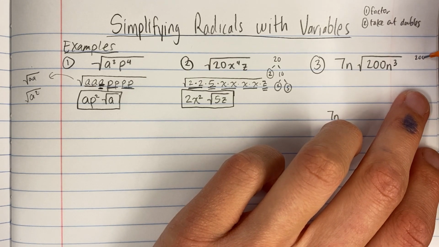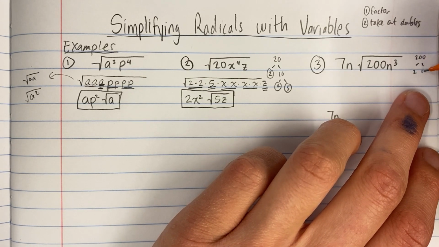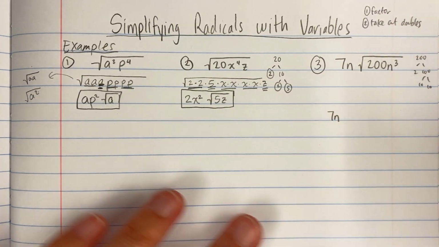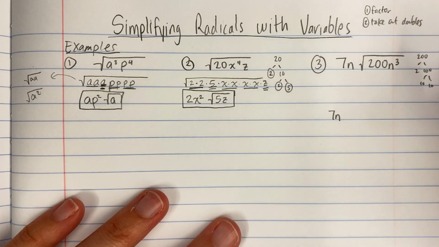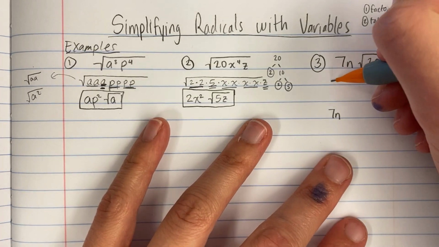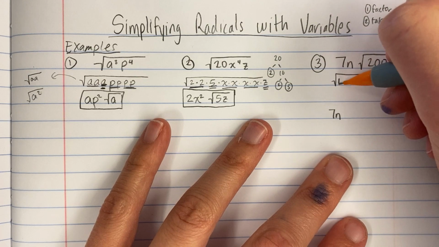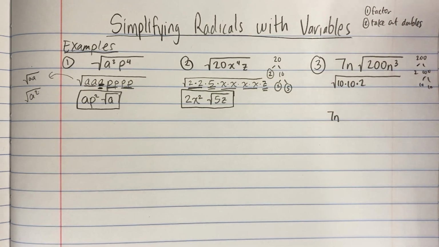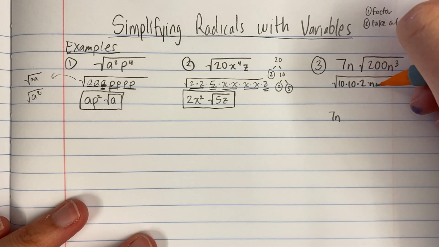Okay, the 200, I'm gonna factor that into 2 and 100. Now look, I'm gonna make that 10 and 10. That 100 becomes 10 and 10. Look, I can factor the 10s farther, but I'm not going to. I see I have a double, I'm gonna just let that double be a double. So this 200 becomes 10 times 10 times 2. And then I have n, n, and n.